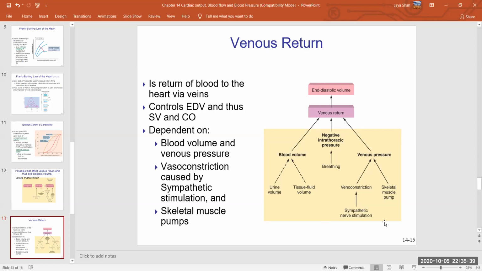Sympathetic stimulation. Let's say you are in excitement or an emergency situation, when there is sympathetic nerve stimulation, that will result in vasoconstriction or venoconstriction. When you are exercising, the blood vessels in the skeletal muscle will squeeze and send more blood to the veins, and that will increase venous pressure, and venous pressure ultimately will increase venous return, and so increase end-diastolic volume resulting in increased stroke volume and cardiac output.